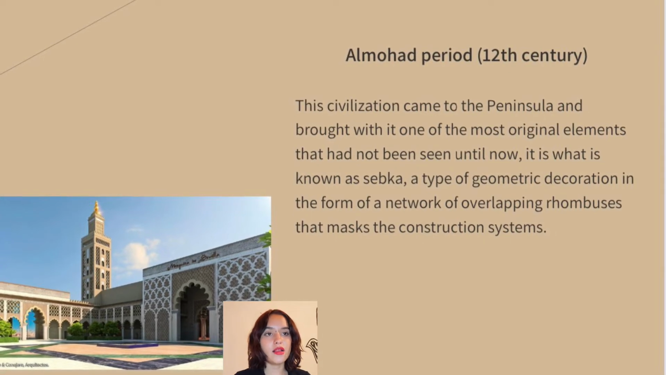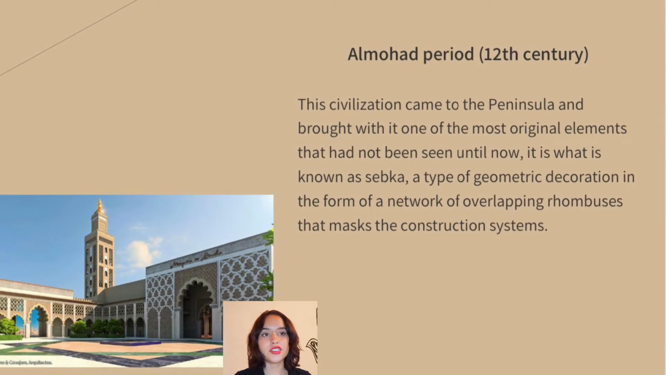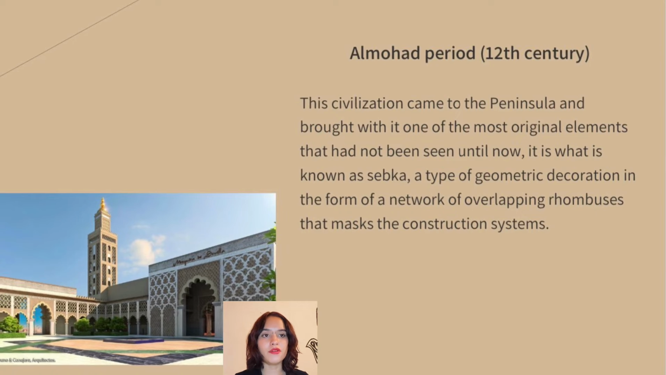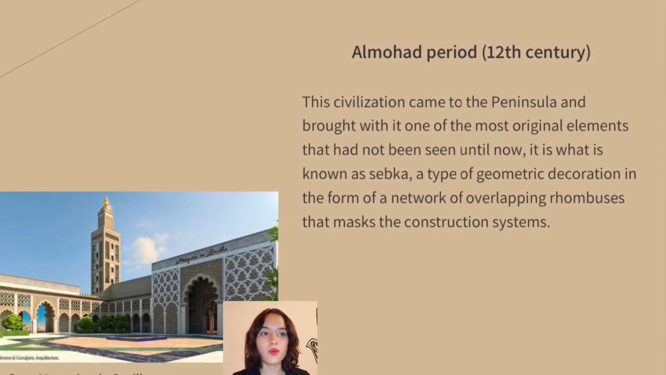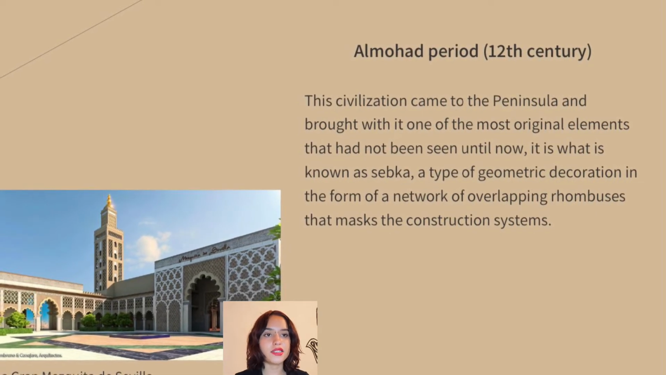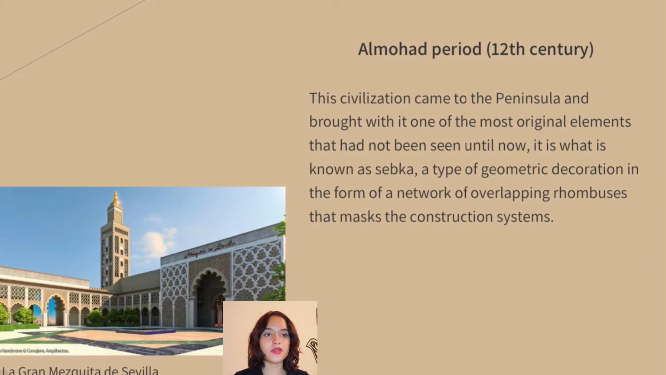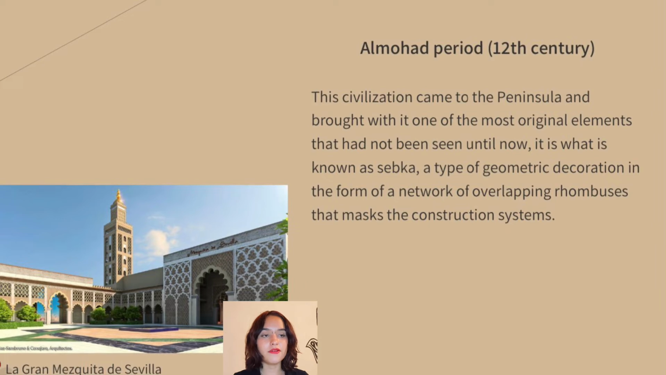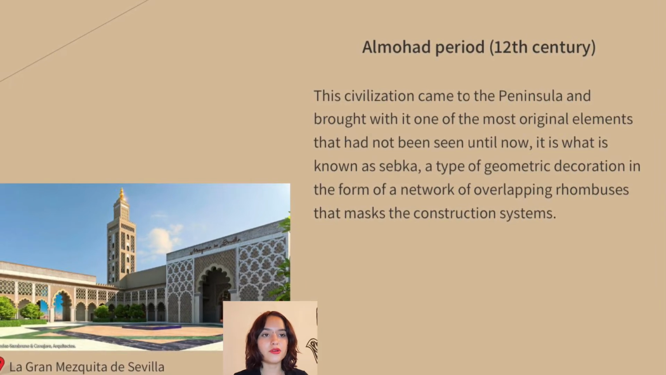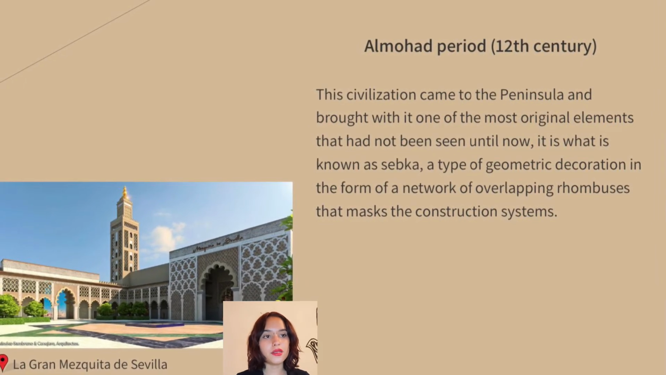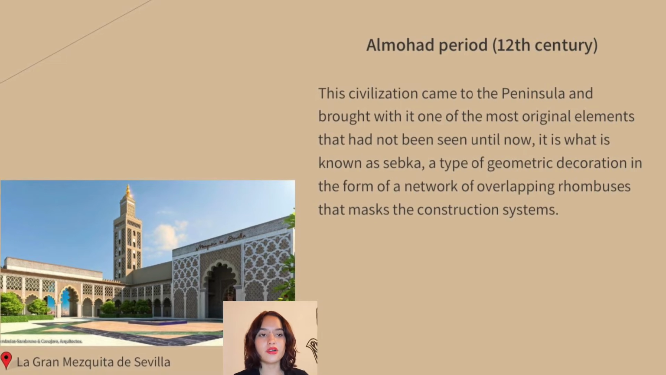Next, we have the Almohad period. This civilization came to the peninsula and brought with it one of the most original elements that had not been seen until now. It is what is known as a sebka, a type of geometric decoration in the form of a network of overlapping rhombuses that mask the construction system.